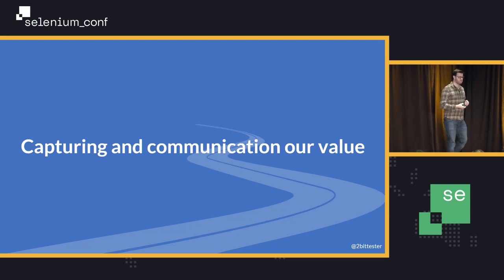So we have this disconnect between the perception of what we do. Because a lot of the time, what is seen of us is the output of our work. As automators, we will write some automated checks and they will run somewhere. And that's what the team will see. But that's the tip of the iceberg. There's all the other stuff that's going on. So how do we go about capturing that, realizing that those skills exist and are necessary, and then how do we communicate that?